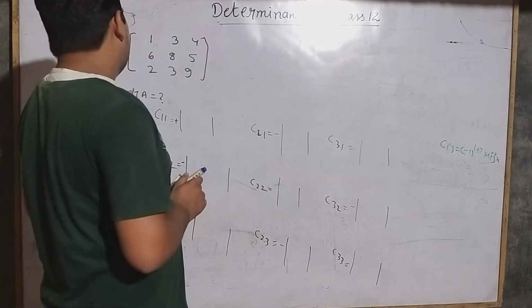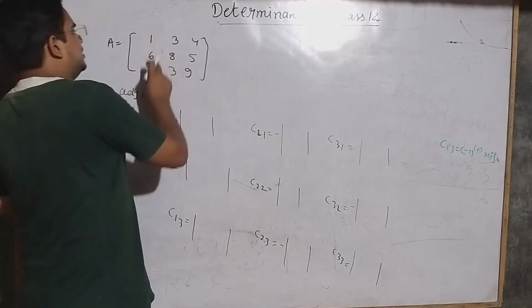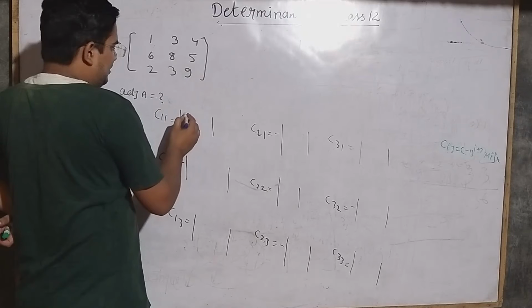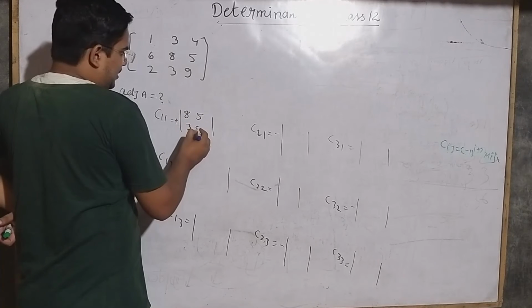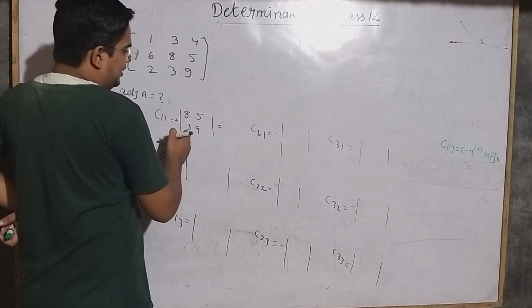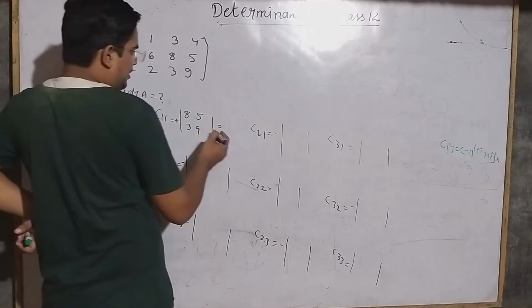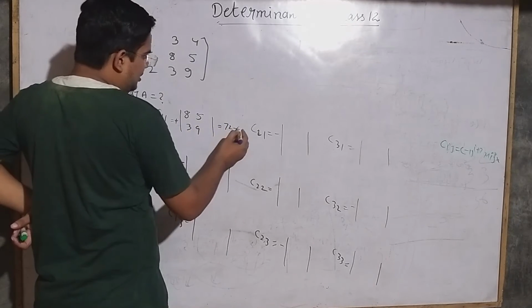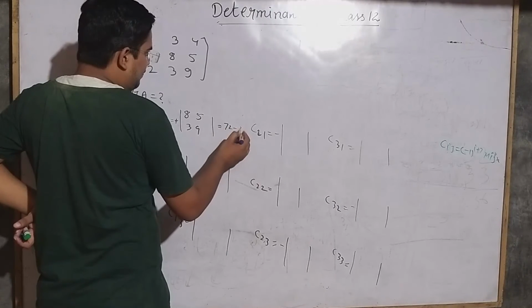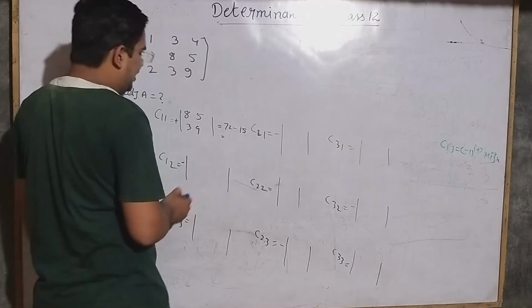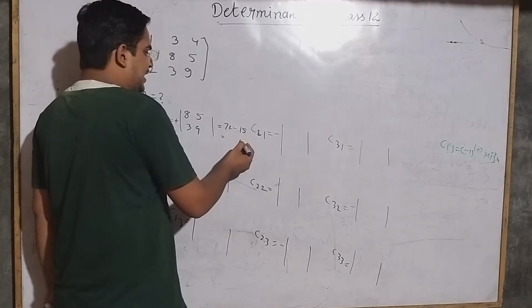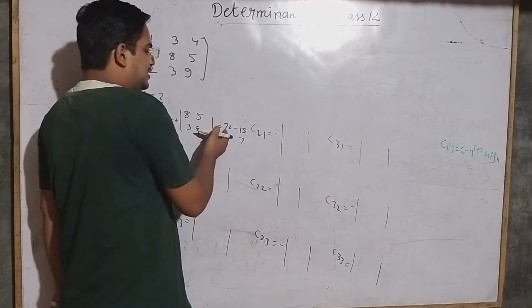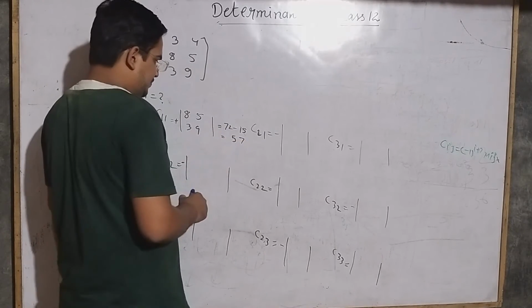So for C11, what will happen? I will cancel the first row and first column. What remains is 8 5 3 9. So 9 times 8 is 72, and 5 times 3 is 15. 72 minus 15, what will happen? It becomes 57.